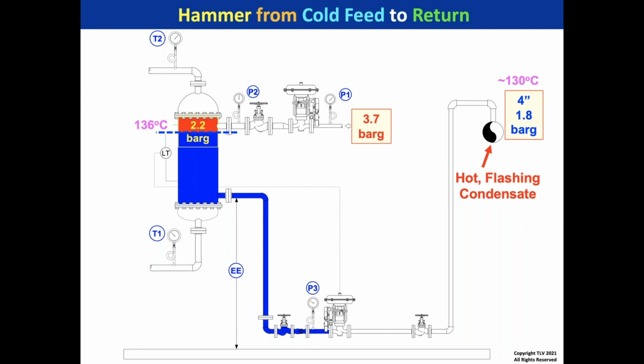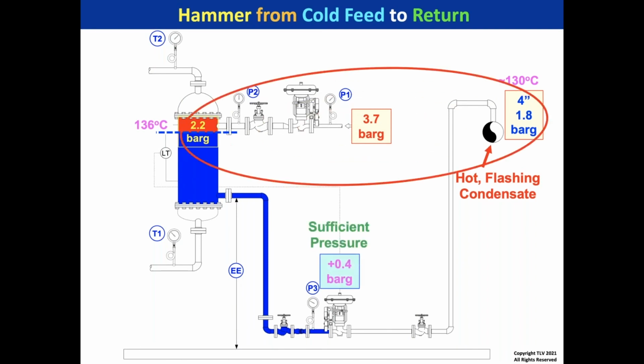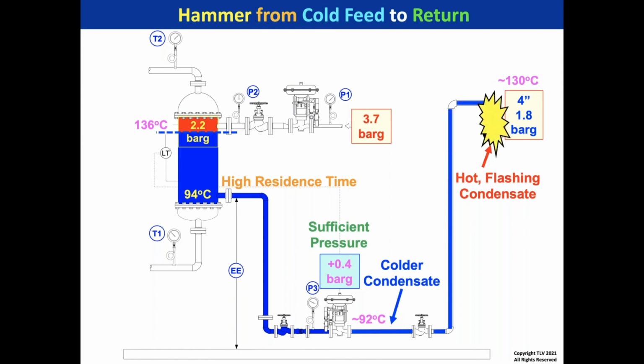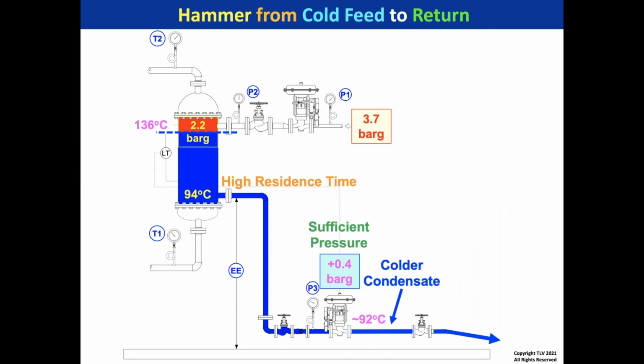But as you saw in the first presentation, if you watched it, it dropped the temperature down to 94 C because of the high residence time. And the exit temperature was 92 C, taking this colder condensate into the flashing condensate header at the top, created collapse hammer. So again, they had to discharge the condensate to grade.